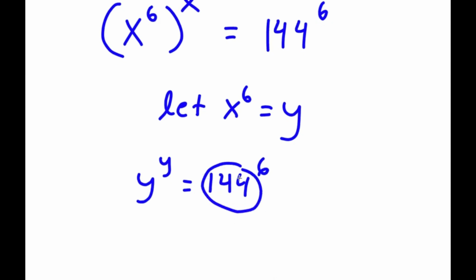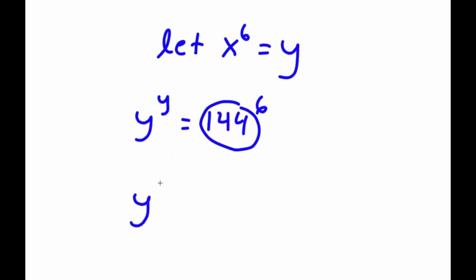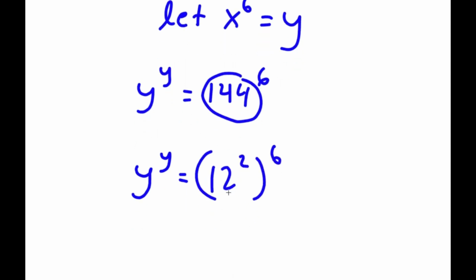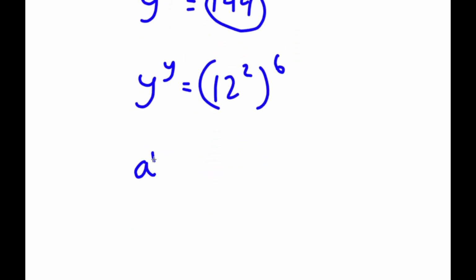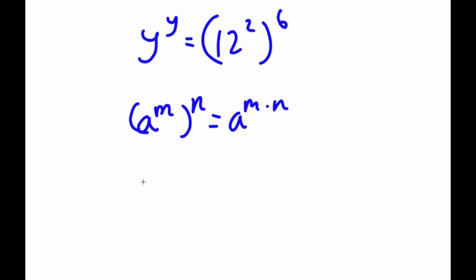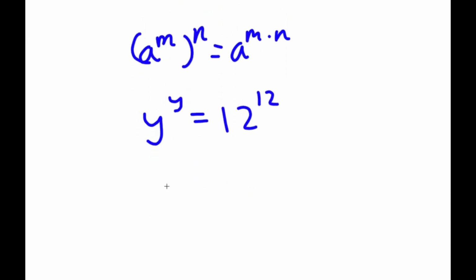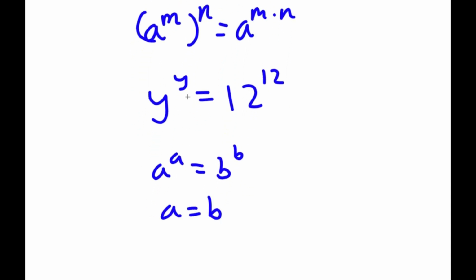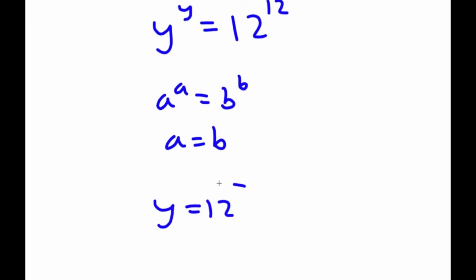And 144 is the same thing as 12 squared. So now I have y to the power of y is equal to 12 squared to the power of 6. Now if I have something in the form a to the power of m to the power of n, this is equal to a to the power of m times n, as I already said before. So 12 to the power of 2 to the power of 6 is going to equal 12 to the power of 2 times 6, which is 12 to the power of 12. And if I have something in the form a to the power of a is equal to b to the power of b, this means that a is equal to b. So in this case, y is equal to 12.